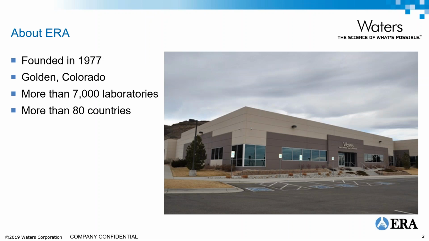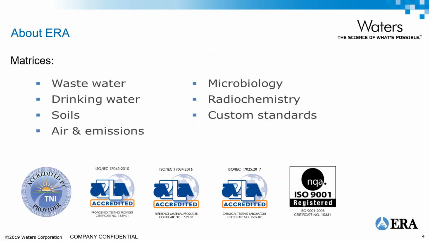Tell you a little bit about ERA. We were founded back in 1977, originally in Arvada, Colorado. We're now located in Golden. We do business with more than 7,000 laboratories in more than 80 countries. Our facility has about 25,000 square feet of space that's dedicated towards manufacturing and laboratory. We produce a variety of products: microbiology, wastewater, drinking water, soil, air and emissions, radiochemistry, and custom standards.